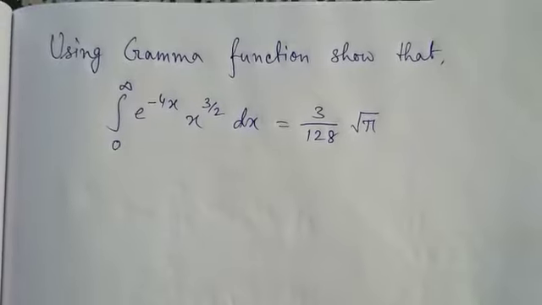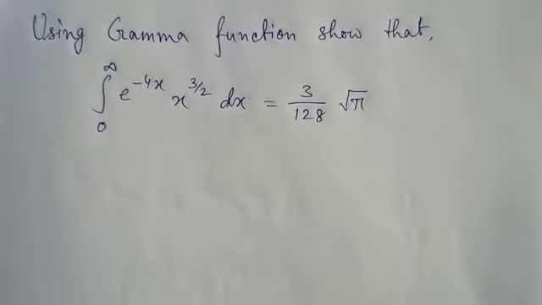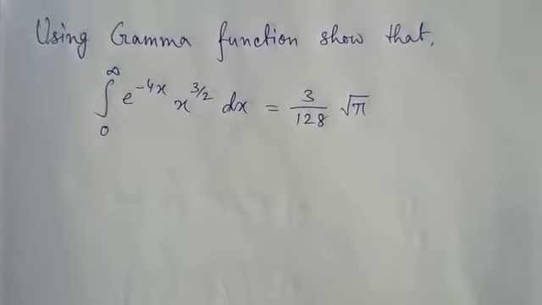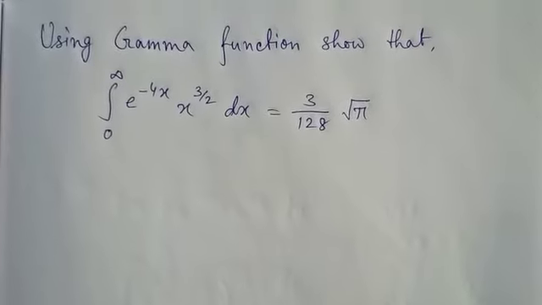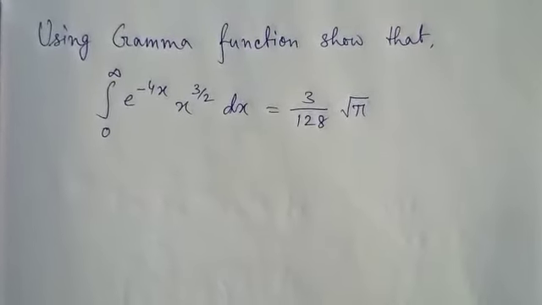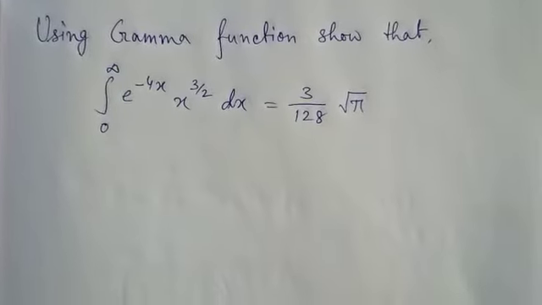Here we have a question. Using gamma function, show that the integration from 0 to infinity of e to the power minus 4x into x to the power 3 by 2 into dx is equal to 3 divided by 128 into root pi.